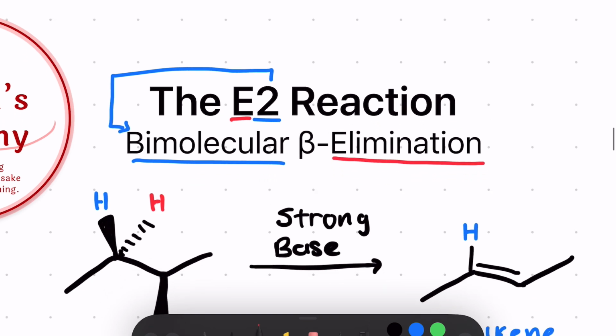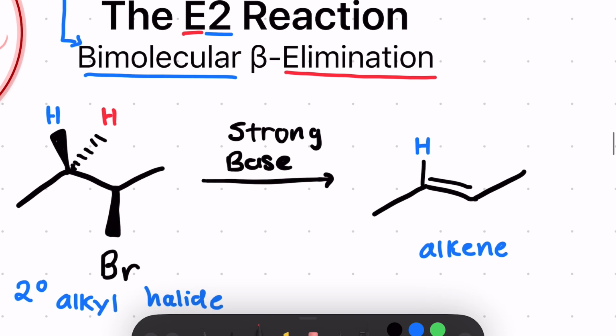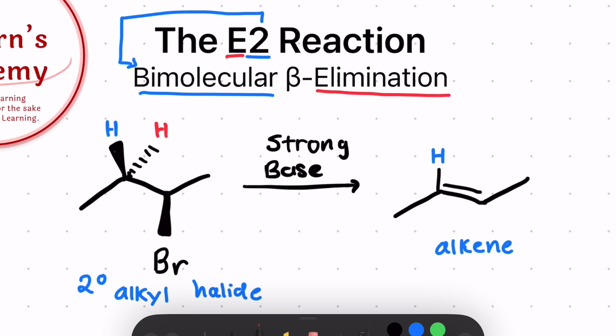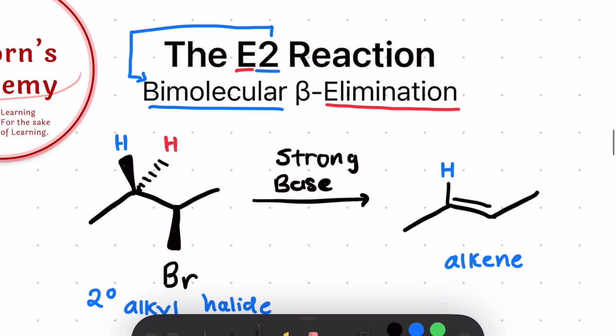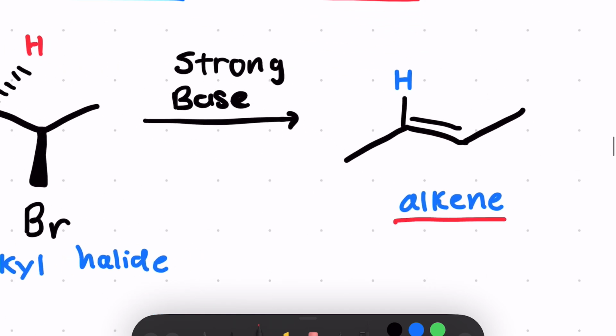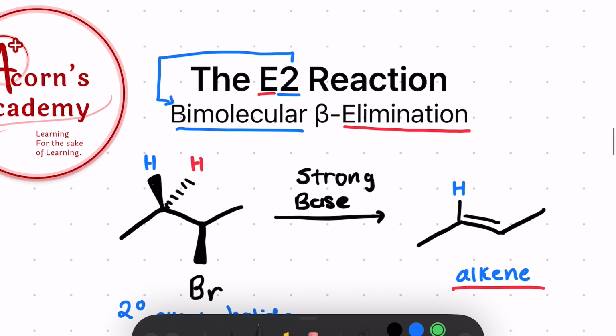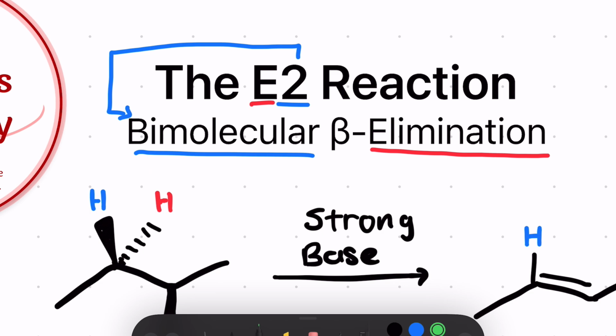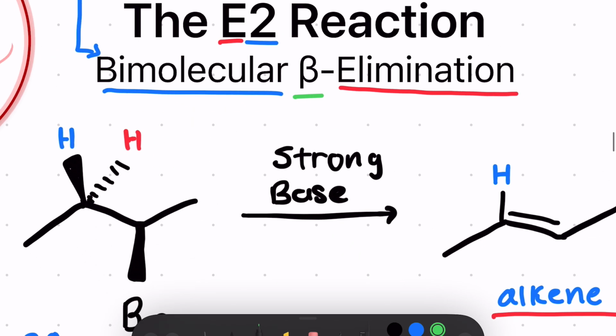An elimination reaction is any reaction in which we are forming a pi bond, usually a double bond. Okay, not always, but usually a double bond. And we can see that right here, we're forming this alkene. Okay, that's our product. Now, there's this additional term here, this beta, and I will come back to what that is in a little bit.